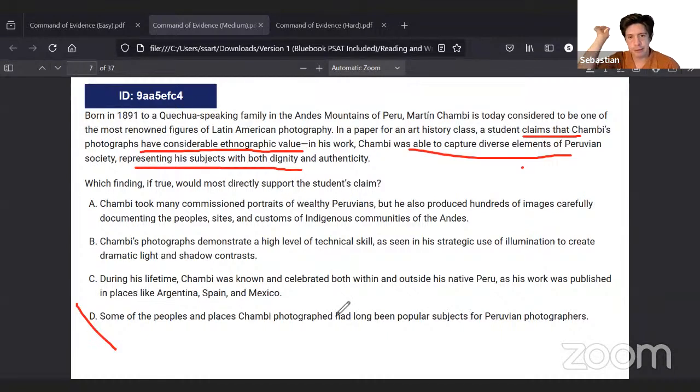B. Chambi's photographs demonstrate a high level of technical skill, as seen in his strategic use of illumination to create dramatic light and shadow contrasts. Okay, that's about his technical skill. That's not about him capturing a diverse element of Peruvian society. C. During his lifetime, Chambi was known and celebrated both within and outside his native Peru, as his work was published in places like Argentina, Spain, and Mexico. No, that's about where his work is published, not about what it focuses on. So we're going to go with A.